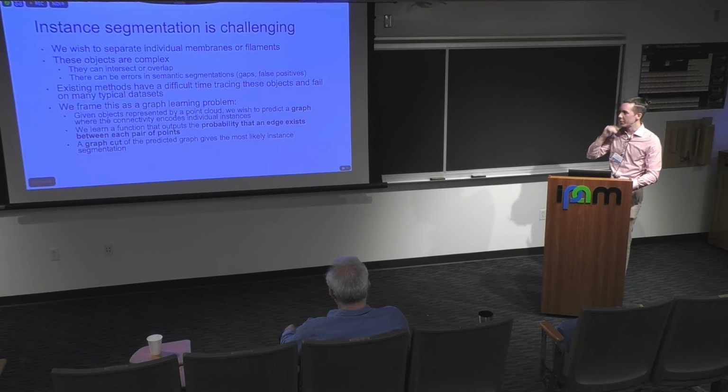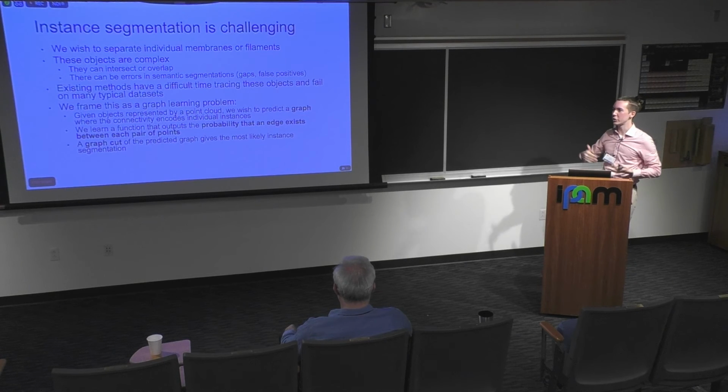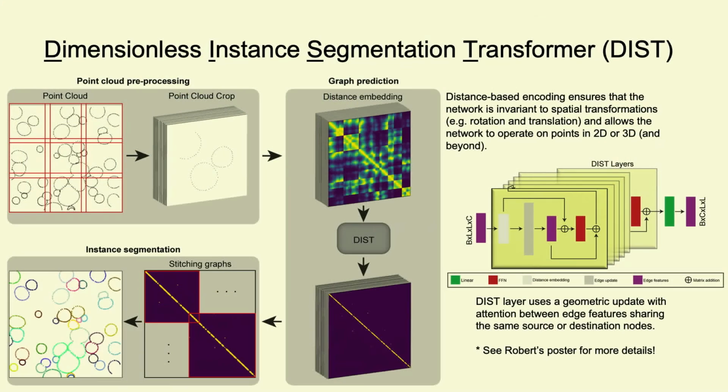So what we're going to do is learn a neural network that takes this point cloud as input, and outputs for each pair of points the probability that an edge exists between them. And then we're just going to do a graph cut, and we'll have our instances, right? We're calling this the dimensionless instance segmentation transformer, because the idea is, given this input point cloud, we first convert it into just a distance-based representation. I calculate the distances between every pair of points, and then derive some feature vector from that, and that's the input to my network.